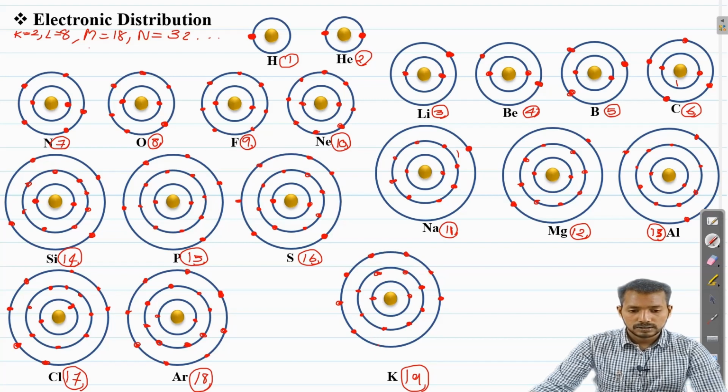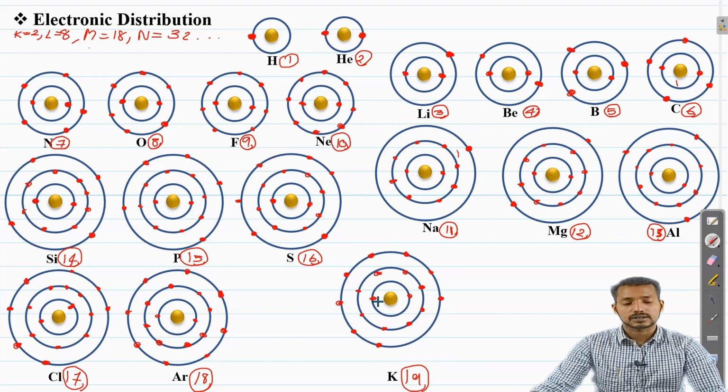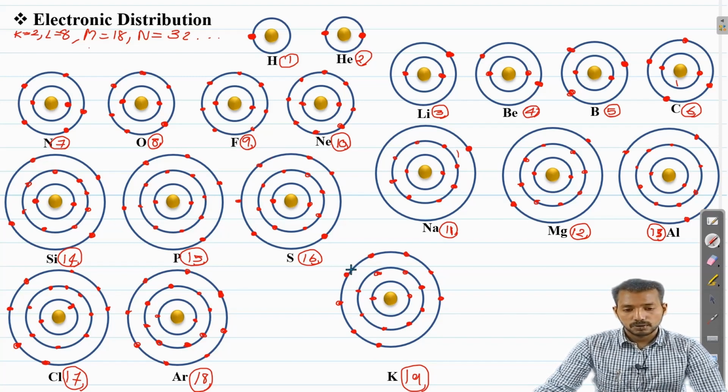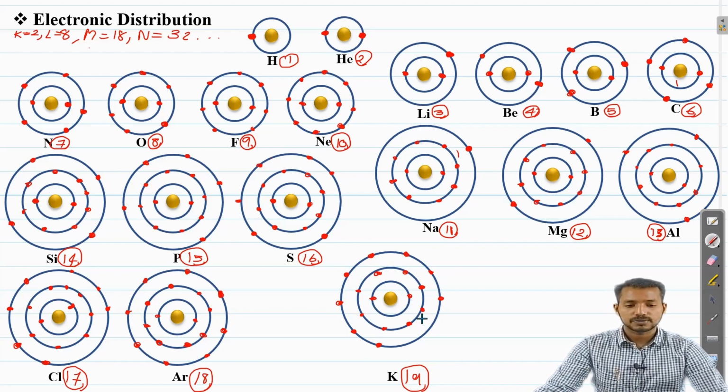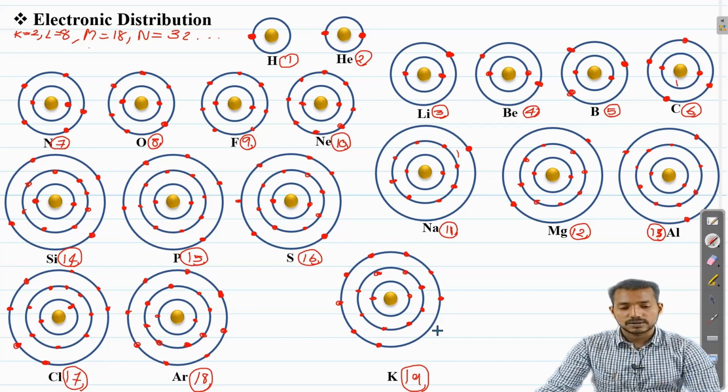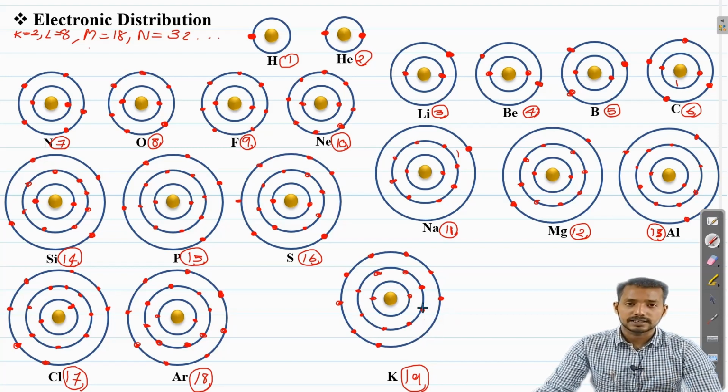Four, 8. So total 18 electrons we filled. 4, 8. Okay. And in the second shell also 8. So 2 plus 8 is equal to 18. Now one more electron is left to become 19.